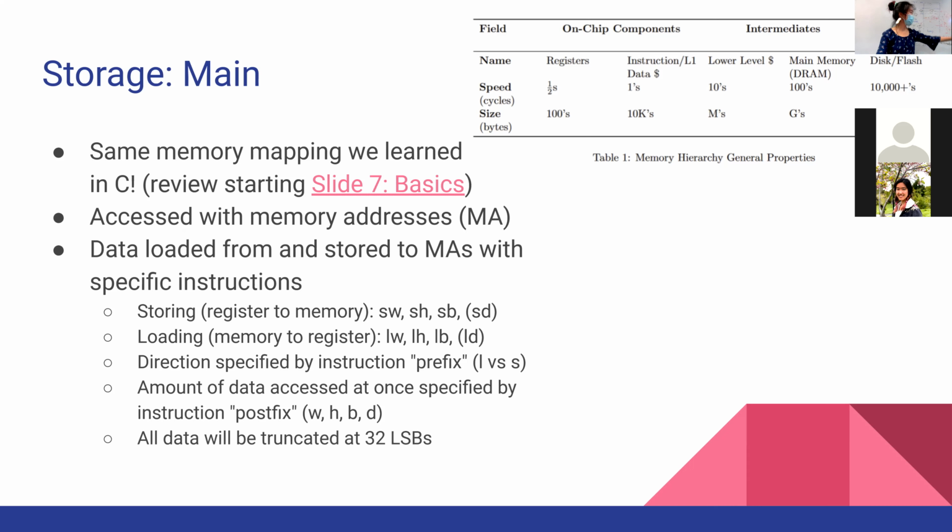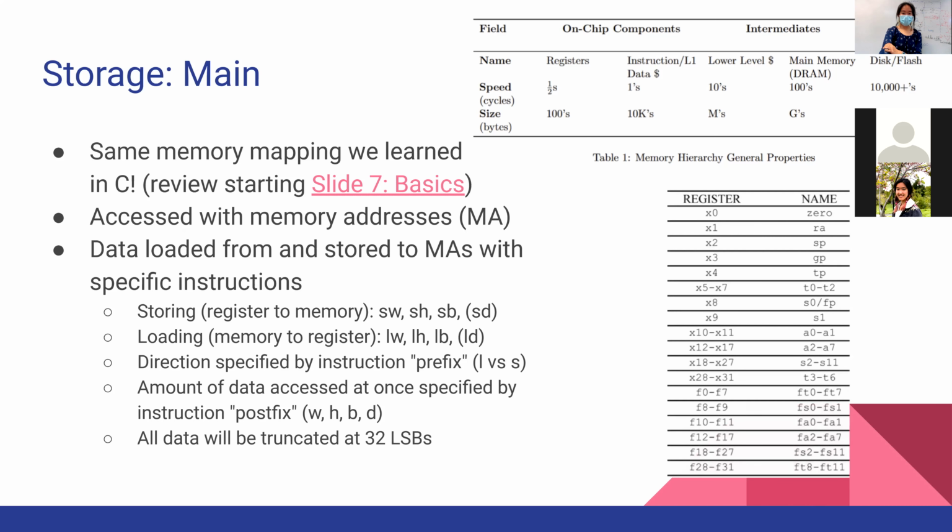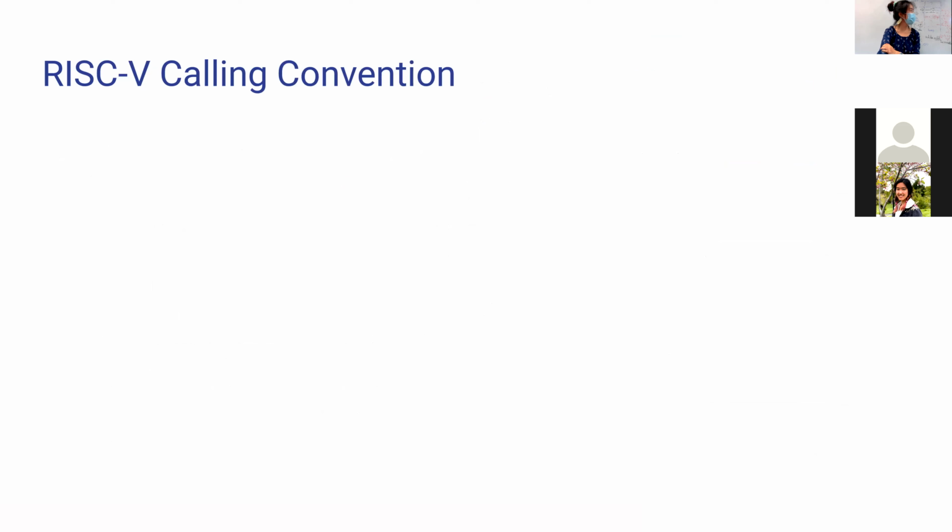And then, talking about what I said earlier, all data will be truncated at 32 least significant bits when needed. And this is back to what we had before. Okay, yes, we have calling convention now. I'm not going to do this slide for the time being, because we do have a worksheet to get to.